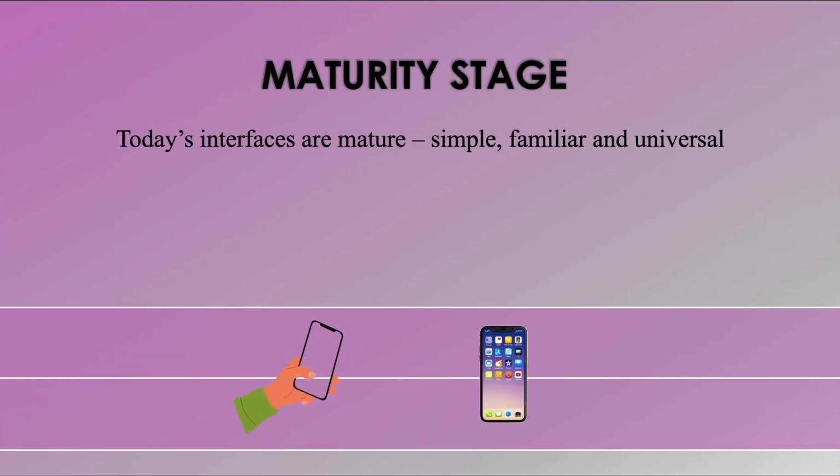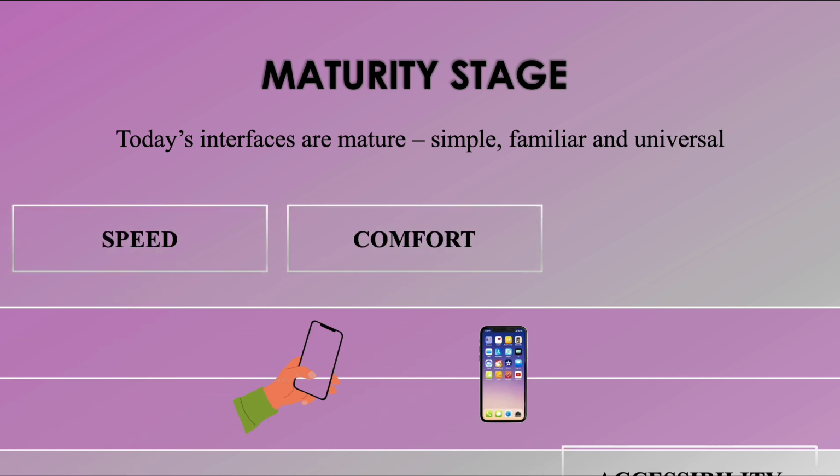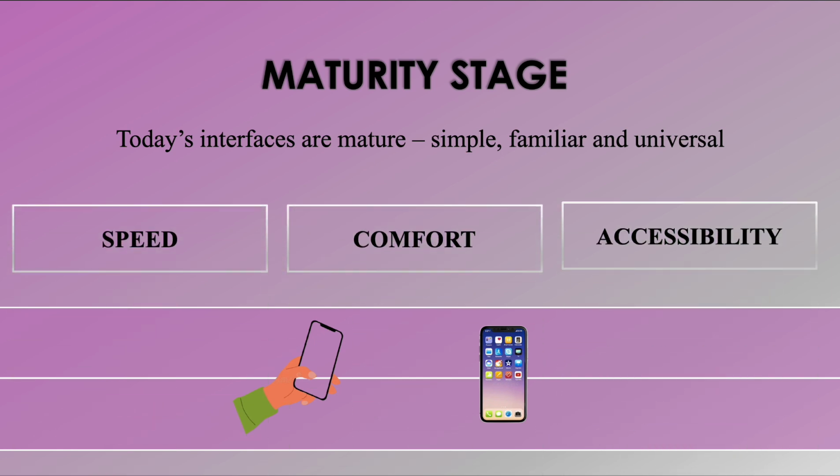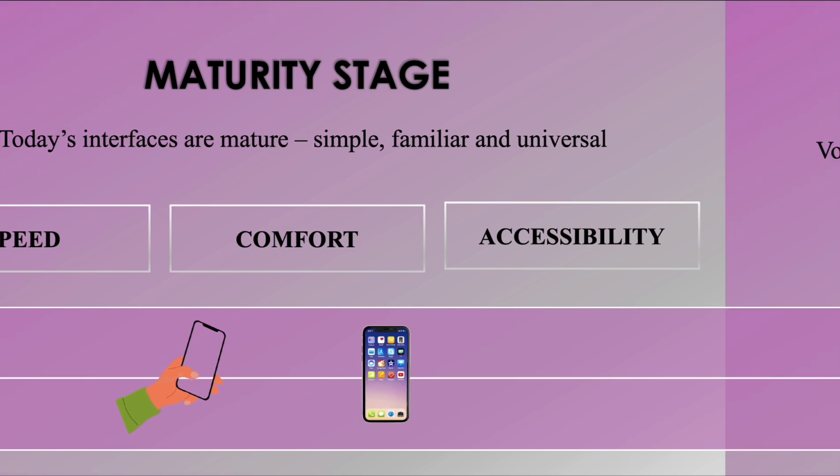Today's interfaces are mature: simple, familiar, and universal. We all know how to swipe, tap, and zoom. Interfaces are now built for speed, comfort, and accessibility. Anyone can use them, anywhere. We don't even think about how to use them anymore. They've become second nature. That's the sign of a truly mature interface.